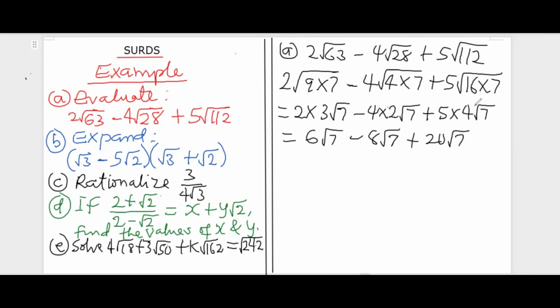Now, if you add 20 and 6 together, you get 26 root 7, because this is like having 6y plus 20y, so you say 26y. The same thing, 6 root 7 plus 20 root 7 will give us 26 root 7. And if you subtract 8 root 7 from 26 root 7, just say 26 minus 8. So the answer will be 18 root 7. And this is the simplified result of the expression we had to evaluate here. We quickly go to the B part.